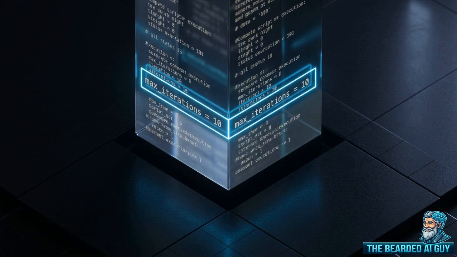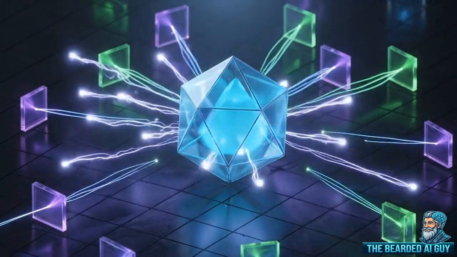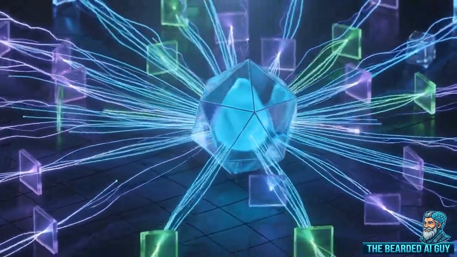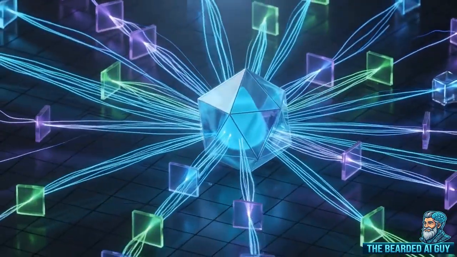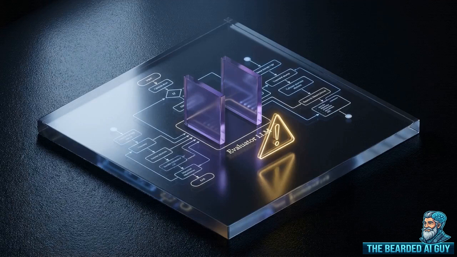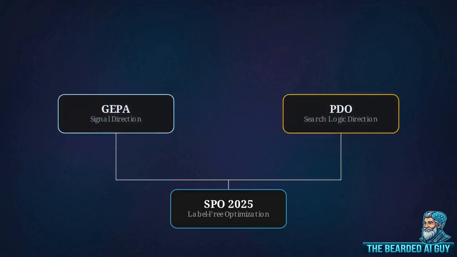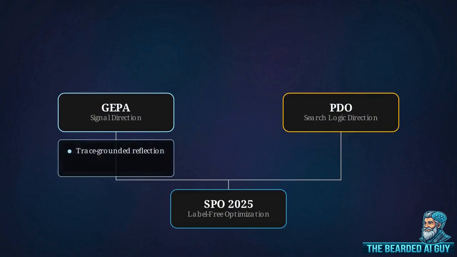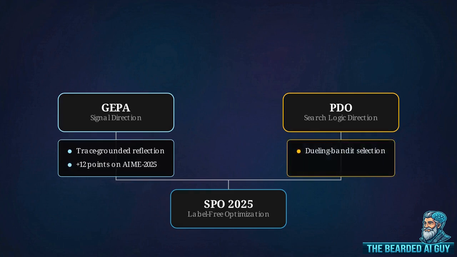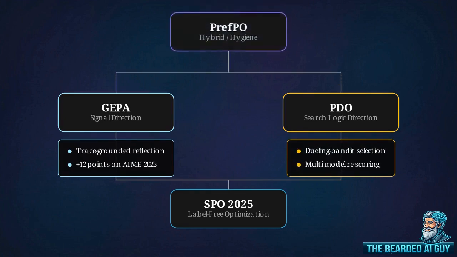While SPO demonstrated that label-free optimization is possible, the research that followed focused on the more difficult challenges of search and feedback. Once the basic viability of the signal was proven, the field began to address the limitations of the judge model. Research split into 2 directions: seeking deeper signals and implementing complex search logic. GEPA uses reflective feedback from execution traces, gaining 12 points on complex tasks. PDO reframes optimization as a dueling bandit problem, using multi-model rescoring to prevent circular judging artifacts.